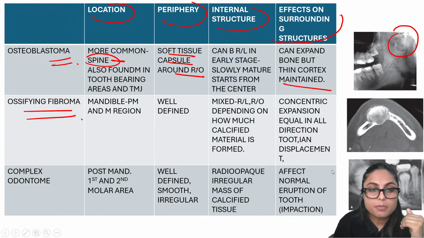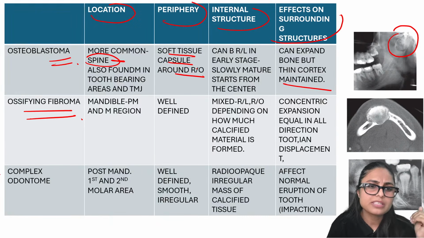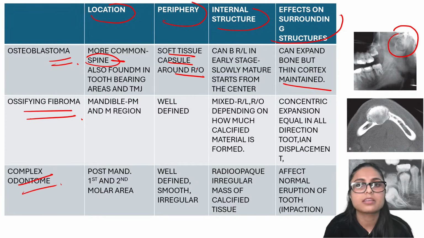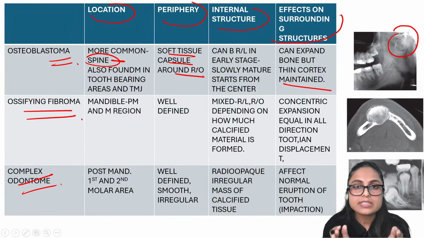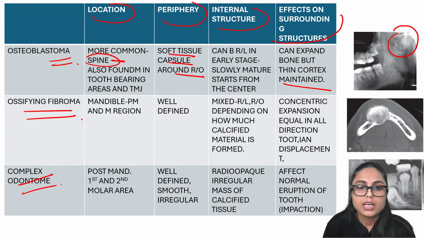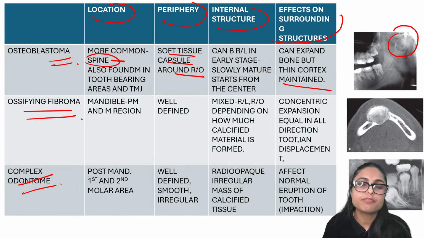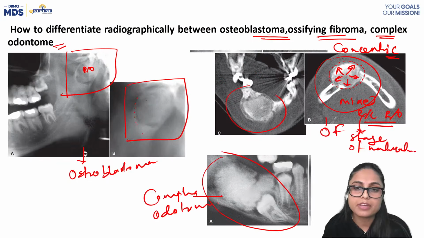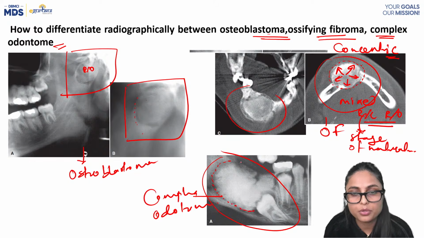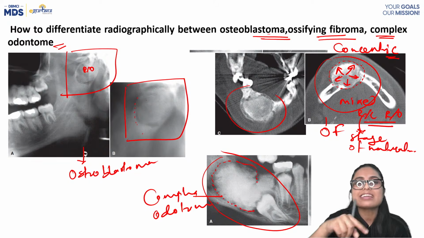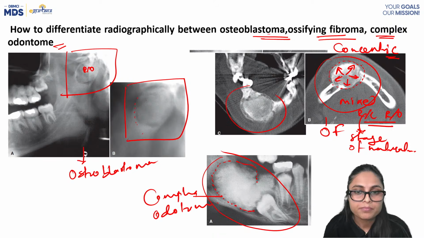Talking about complex odontome. Complex odontome is very easy to recognize. Again, the common site is the posterior mandible, first and second molar region. The periphery of the odontoma is well defined. It is not ill defined. You can draw the margin of the odontome. Well defined, but it is irregular, it is not smooth.